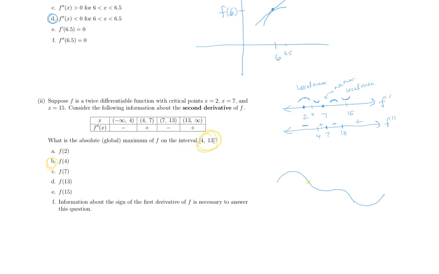So the maximum actually happens. So this is at 2. This is at 4. It's concave up, but it doesn't go way up because I don't have another critical point, and it has an inflection point at 7. So the max is going to be at 4, at the end point of this interval. So that's the solution.